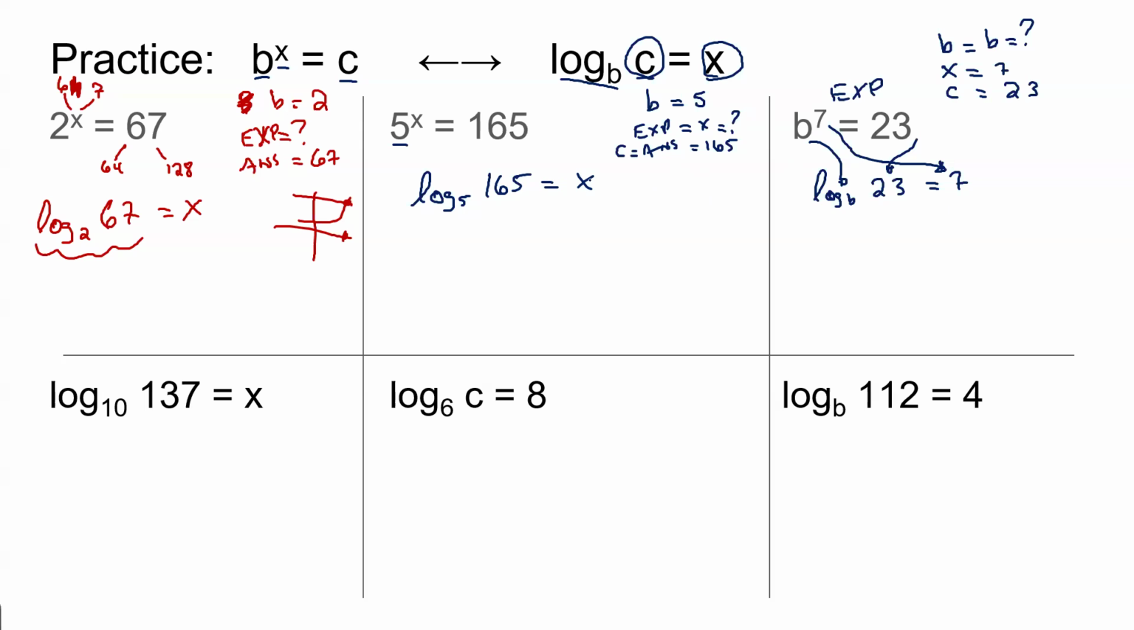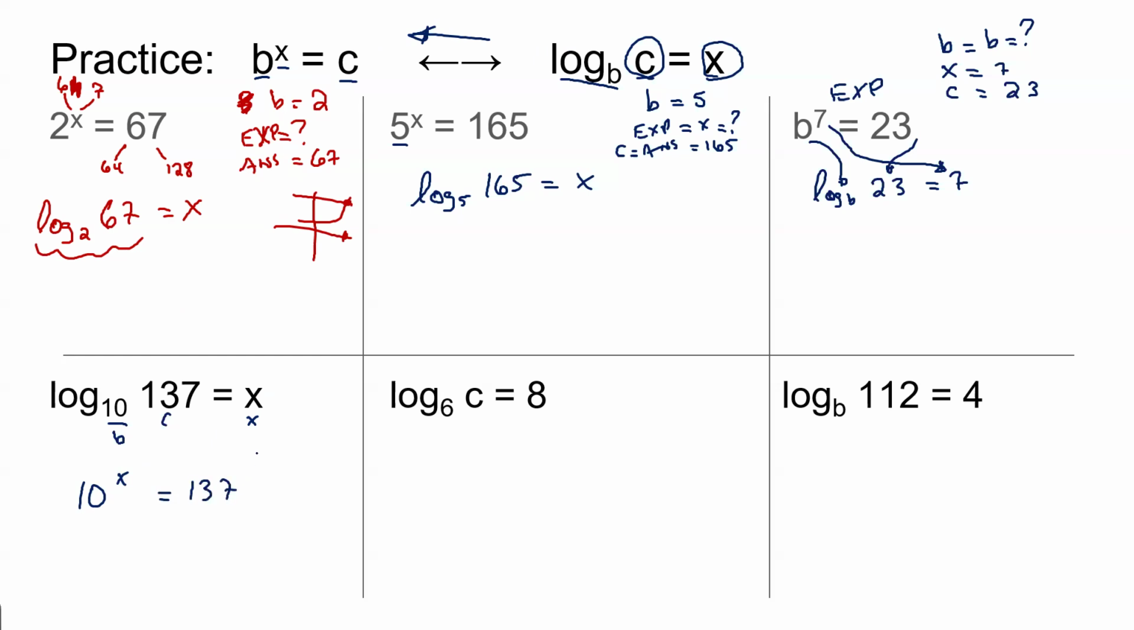Let's go back the other way. Here are some logarithms on the bottom. We'd like to turn them into exponentials. We know this is the base b. We know this is the exponent. We know this is c. So if I've got log base b of c equals x, I can turn it back into b to the x equals c. My base is 10. My exponent's over here, x, and that's going to be 137.